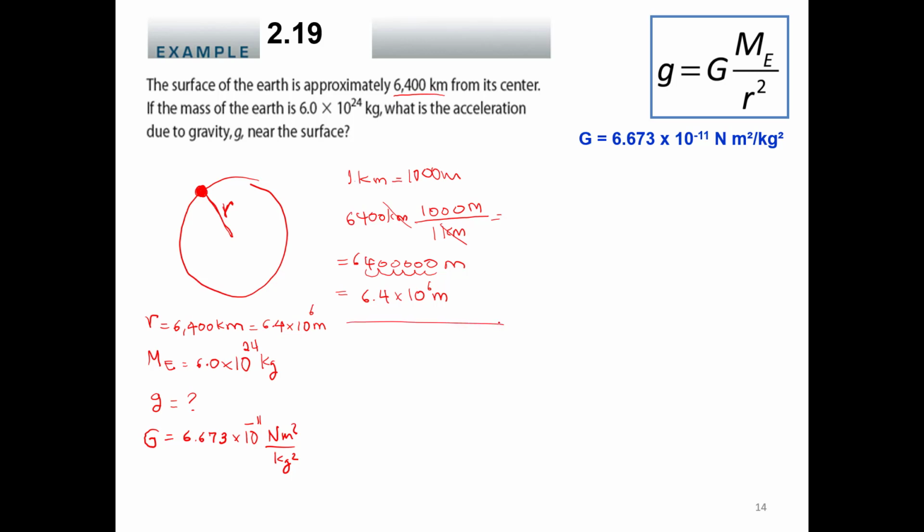And with that, we're done with this part. Now we can solve the problem. Now we can calculate the g value. What is the g value just here? Let me write it there. What is the g value just here? And let's first write the equation.